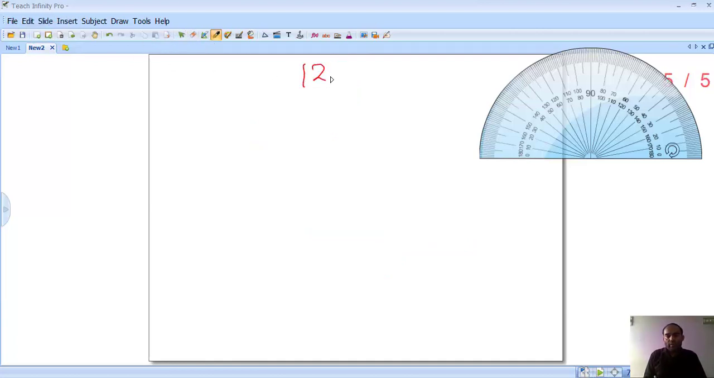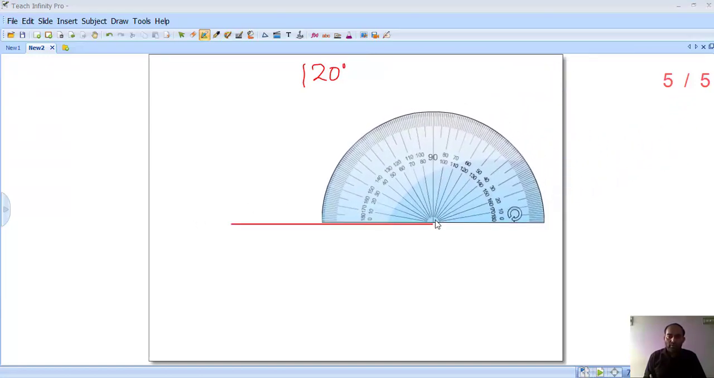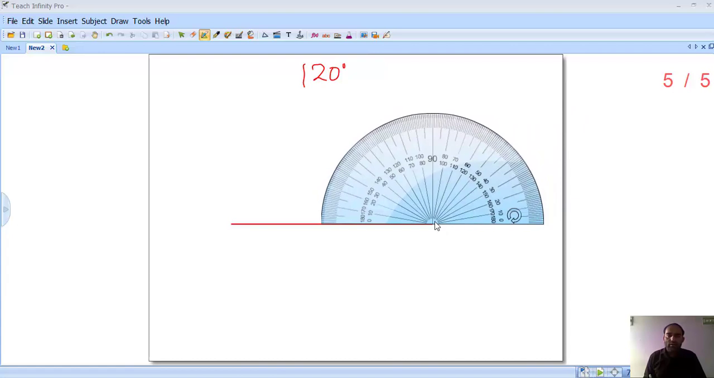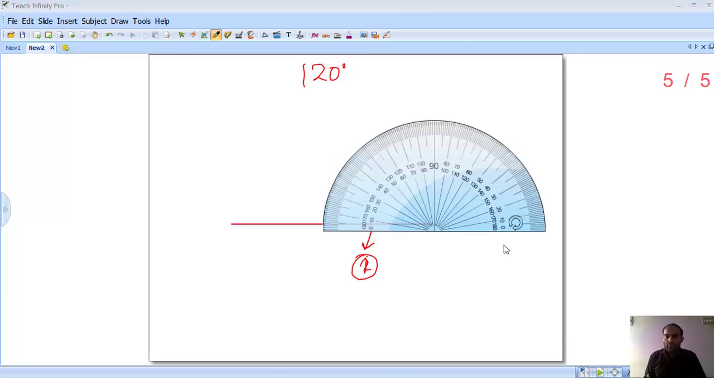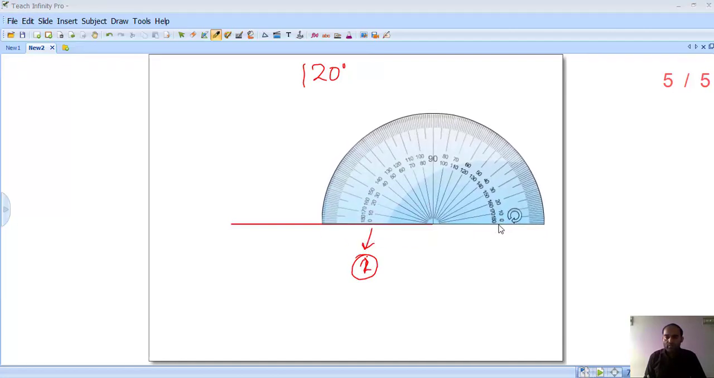This time I am going to draw an angle of 120 degree. Okay, no issue. What is the first step? Draw one line. Okay, one line drawn. Take the protractor, put the middle point of the protractor on either side of the line. Okay, now the third step is we need to decide which 0 we are going to use, 0 2 or 0 1.